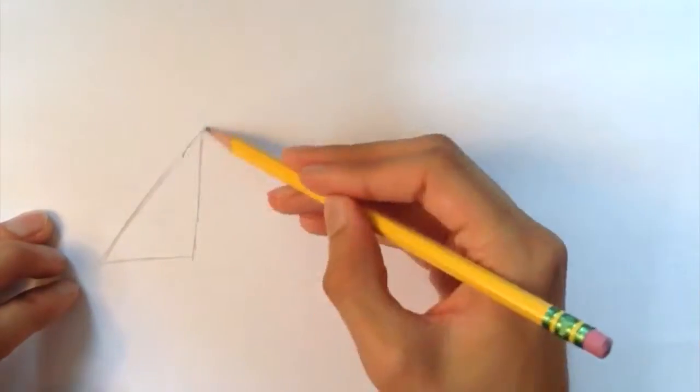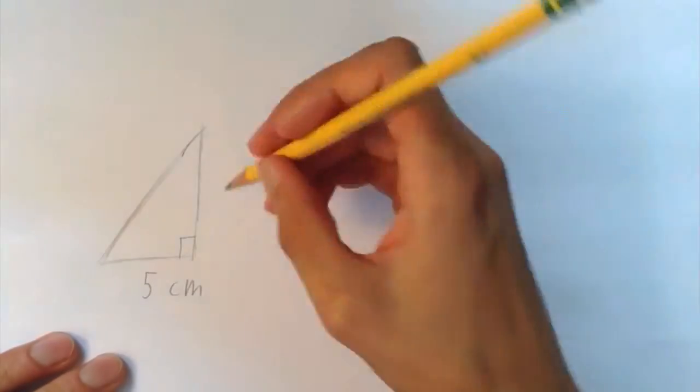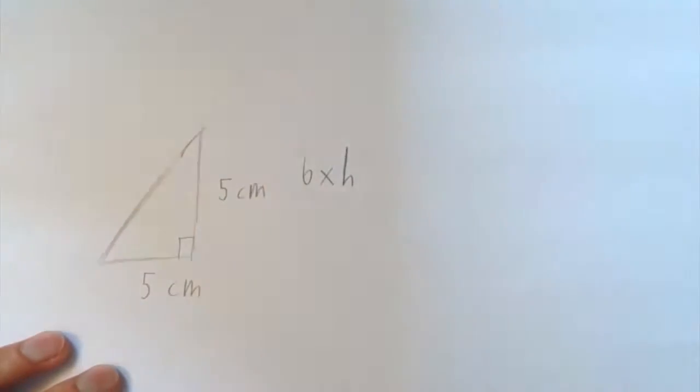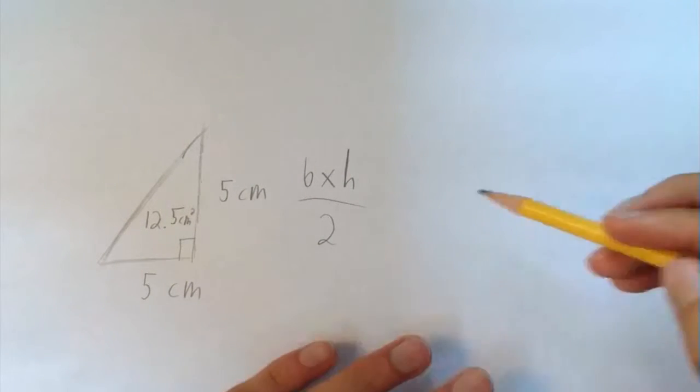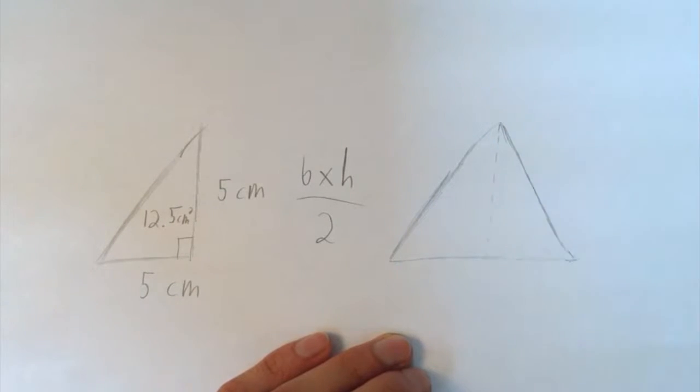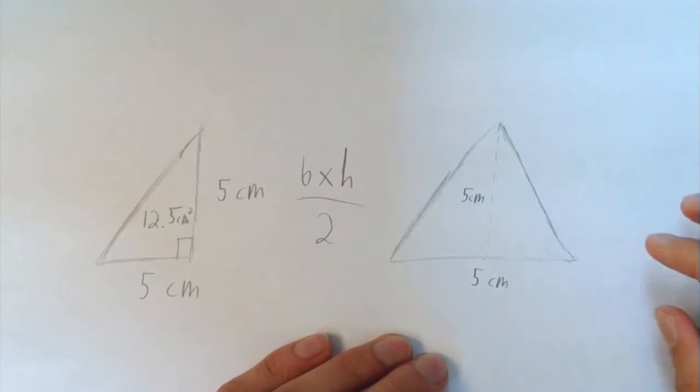Now for triangles. Let's do one with the same dimensions. Now a right triangle looks just like half of a square, so it makes sense that the area would just be half of the base times the height. Now an equilateral triangle is a little different, but as you can see, it's still half of a square. So 1/2 base times height.